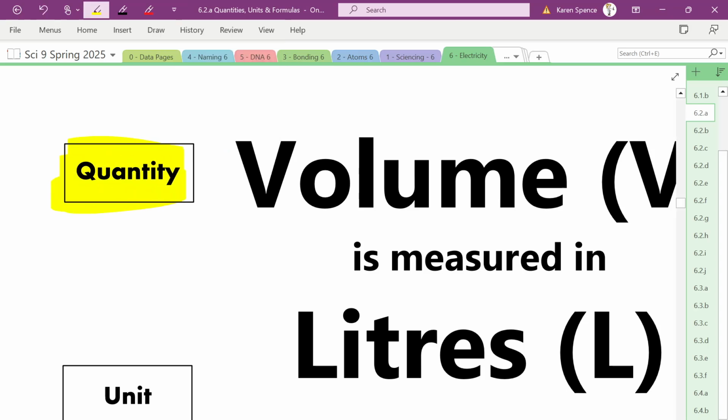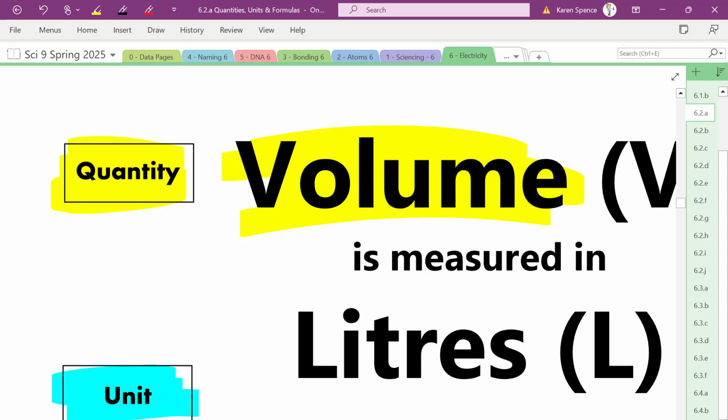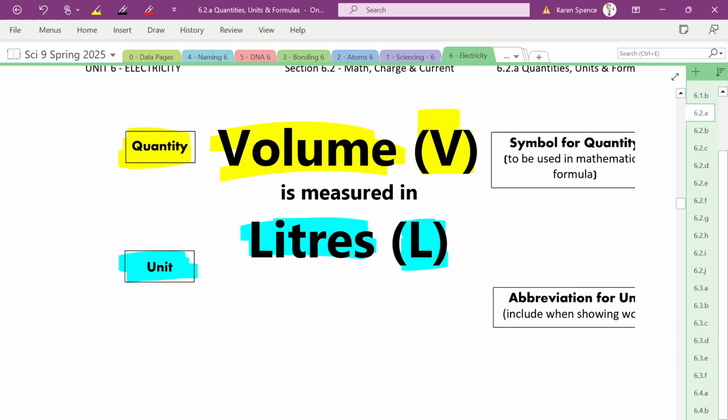The quantity, volume, is measured in the unit liters. And we're doing this one because we are familiar with volume, hopefully, and we're familiar with liters. We talked about them at the beginning of the year. They're also something you probably did in grade 8. Maybe you've done it in math class.